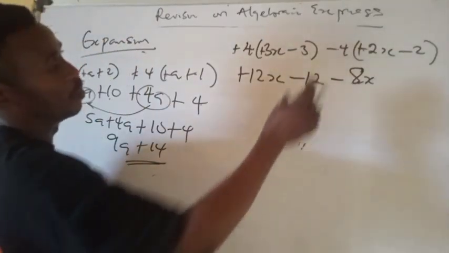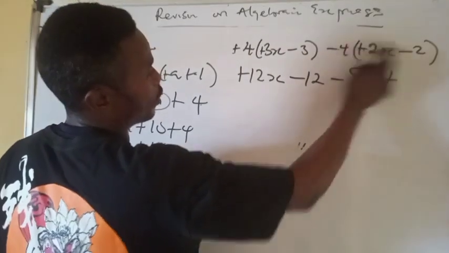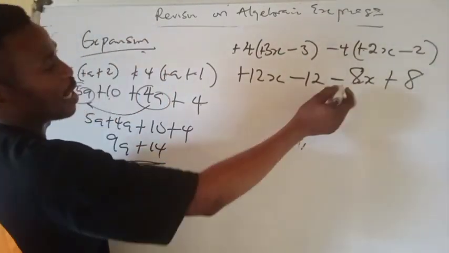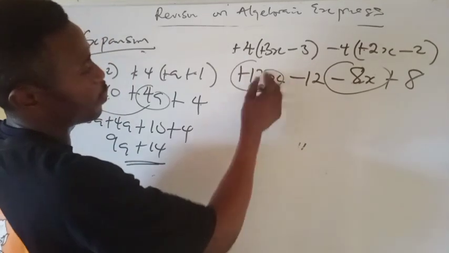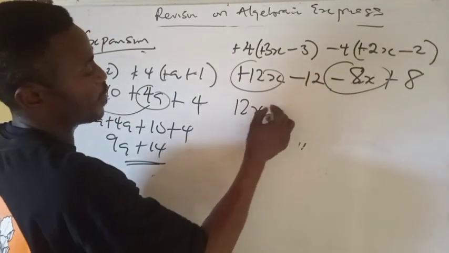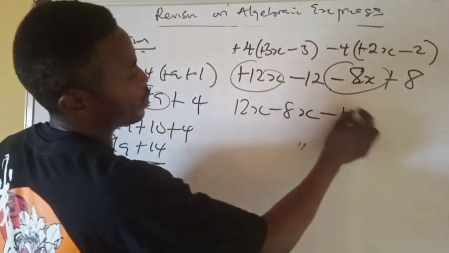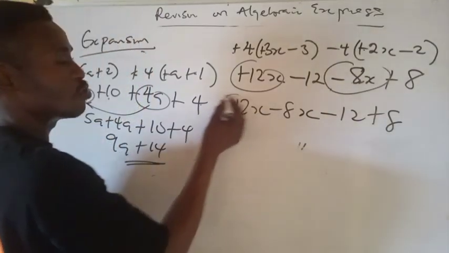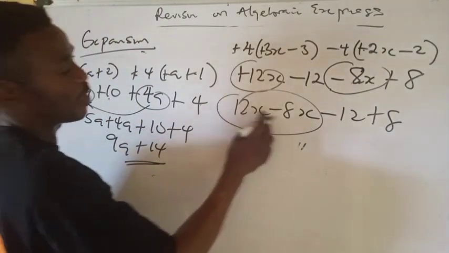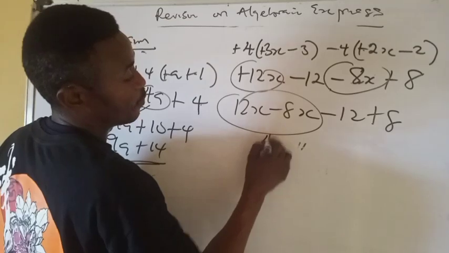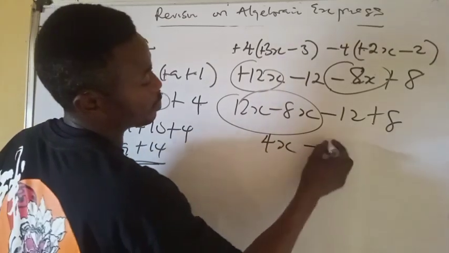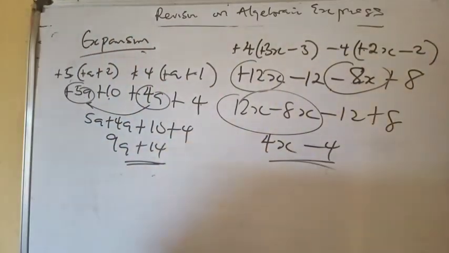Are you clear with that now? Minus times minus gives plus; 4 times 2, you have 8. You can conjugate minus 8 plus 12. This one becomes 12x minus 8x minus 12 plus 8. 12x minus 8x, what do you have? 4x. Minus what? Minus 4. Are we clear with that now? Take it down.